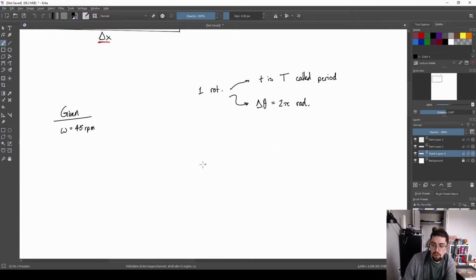So when I'm trying to do this conversion, let me write it out like this. Omega is equal to 45, and I'm not going to write RPM, I'm going to actually write out rotations per minute. To convert to radians per second, we need to convert both of these units. So what I could say is that there are 2 pi radians per rotation, one rotation.